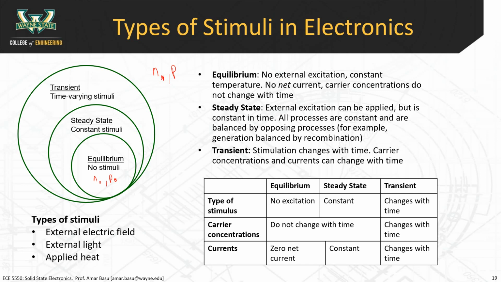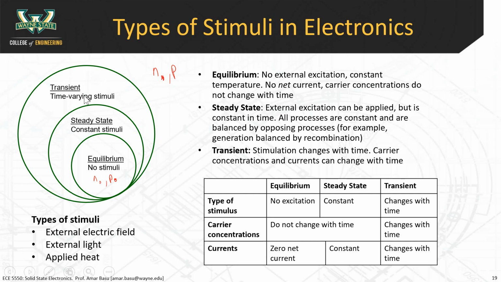And then we're also going to be looking at the electron and hole concentrations with constant stimulus and with time-varying stimulus. An example of constant stimulus would be a light. You shine a light on the semiconductor, generating electron and hole pairs, and the intensity of the light does not change with time. So that's an example of steady state stimulus.